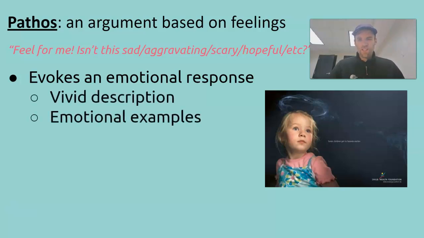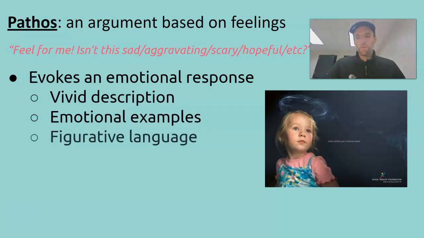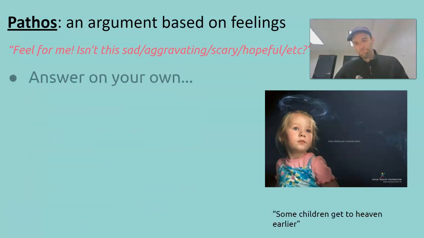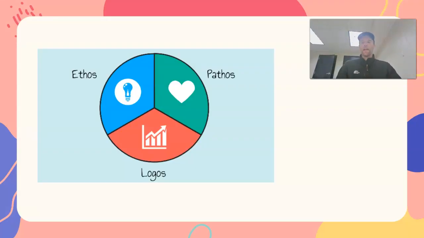So we have descriptions and images, emotional examples, figurative language, and trying to get you to feel a certain way, to agree with what's being said. I'm going to jump ahead here. Here's just a visual for you to think about. Pathos being that feeling, ethos being that expert, and logos being the facts.